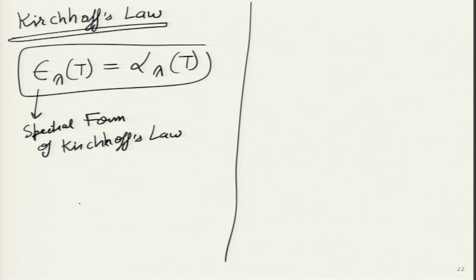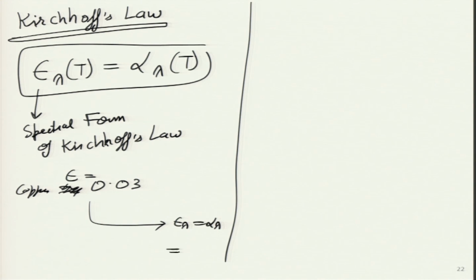Now, we were talking about the emissivity values. Let us say we take copper, where the emissivity value was very, very low, 0.03. So, for that particular wavelength, Kirchhoff's law tells us that absorptivity will also turn out to be very low. So, 3% only it is absorbing, 3% it is emitting.